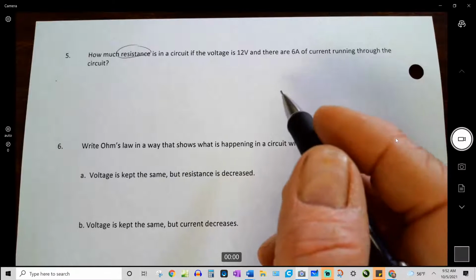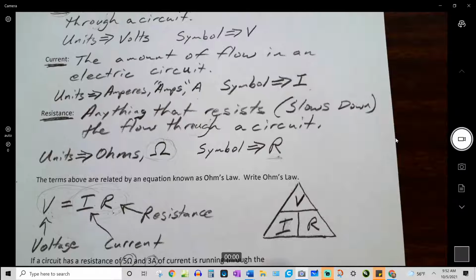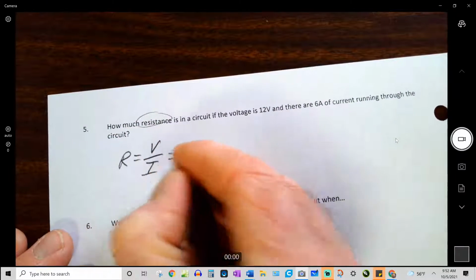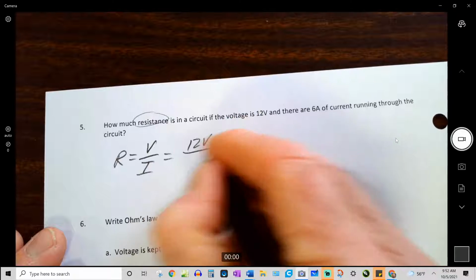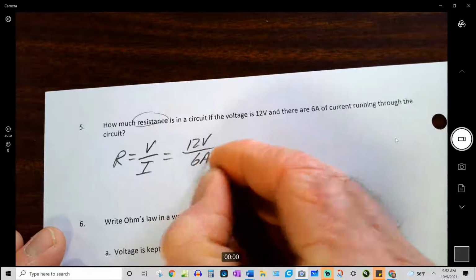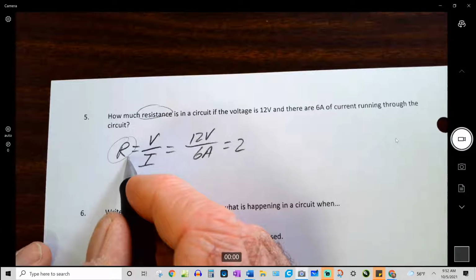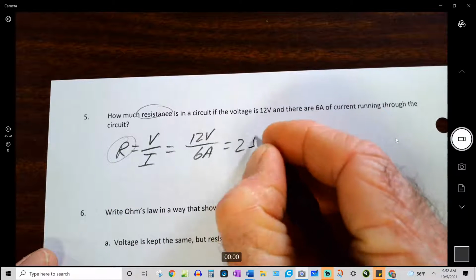That's weird. And I'll just use the same kind of process here. If I'm looking for R, I just cover up the R, it's V over I. And the voltage is 12 volts. The current is 6 amps. We get 2, but I need to think about what are the units for resistance? It's ohms, 2 ohms.